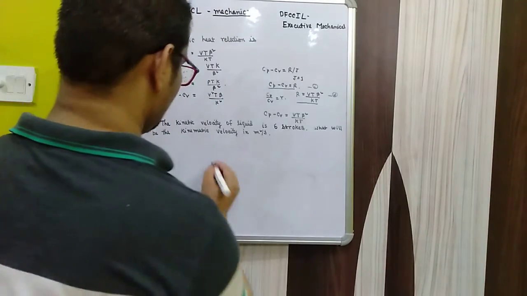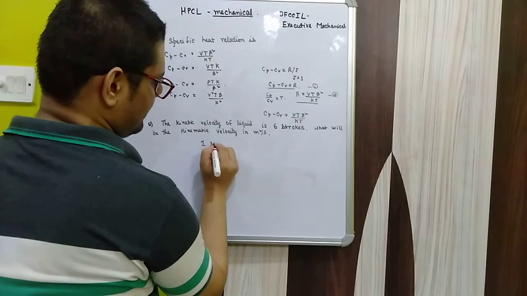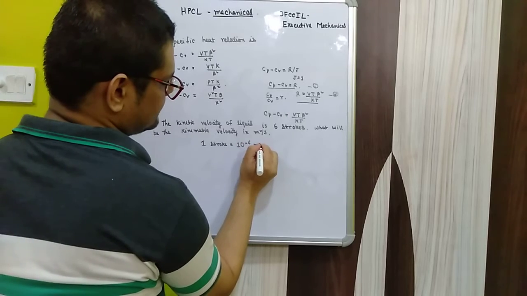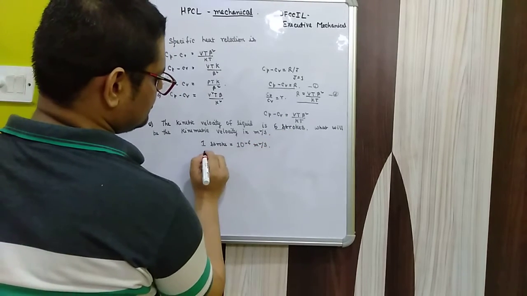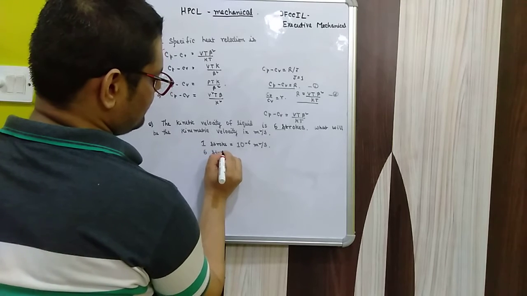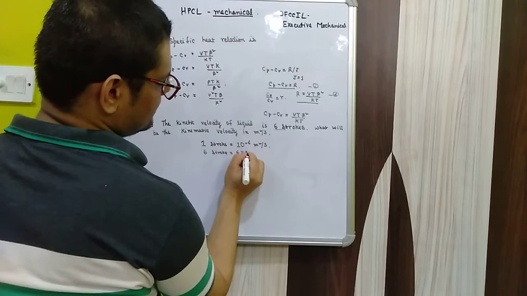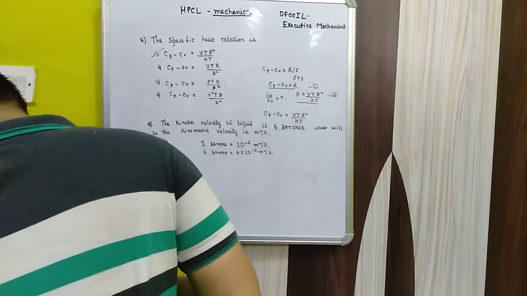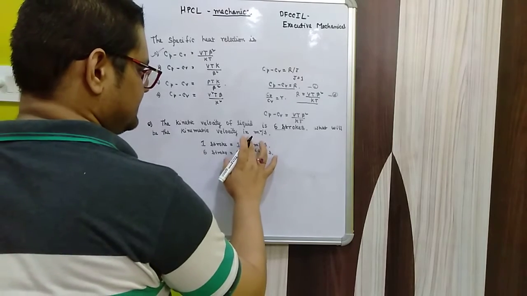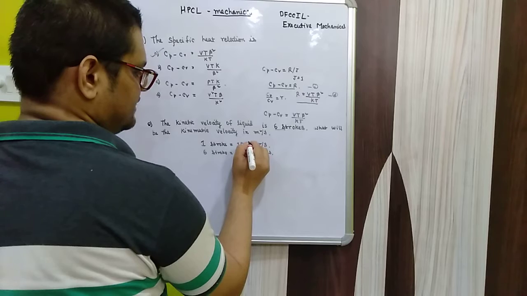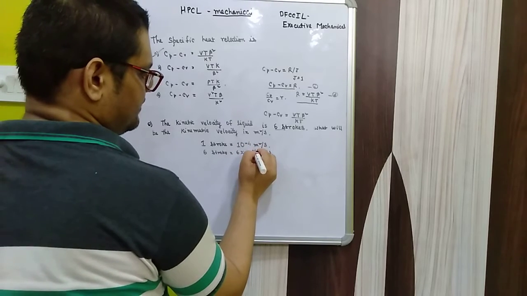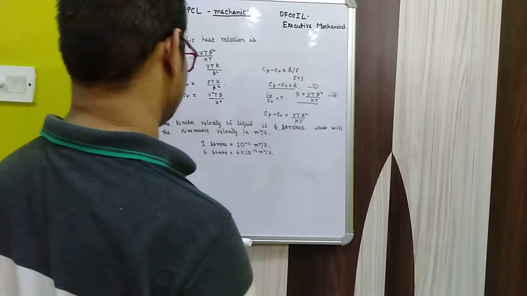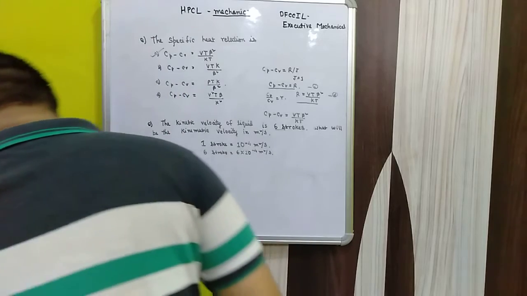So we know one stoke value is 10 to the power minus 4 meter square per second. They are asking for 6 stokes, so the kinematic viscosity will be nothing but 6 into 10 to the power minus 4 meter square per second. So this will be the answer. So now I go for the next question.